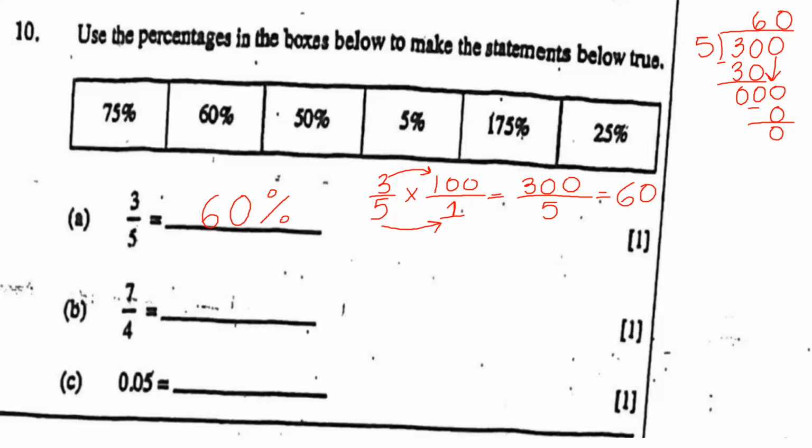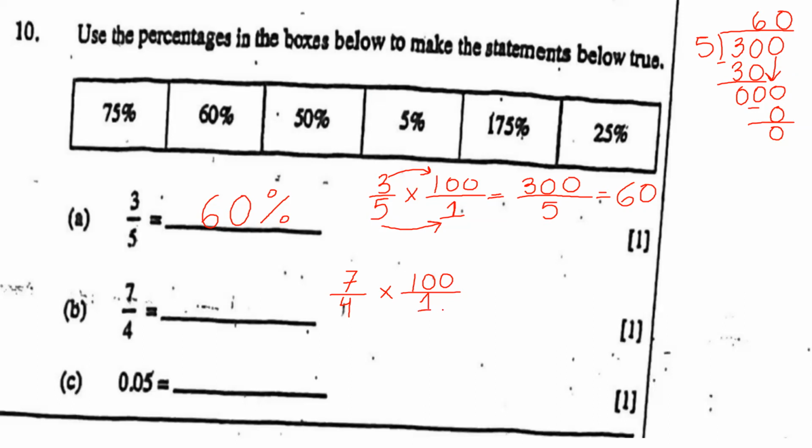Now we have 7 over 4. Again, this is another fraction, but this time it's an improper fraction, but the same principle remains. In order to change a fraction into a percentage, you have to multiply by 100. So we have 7 over 4 multiplied by 100 over 1.